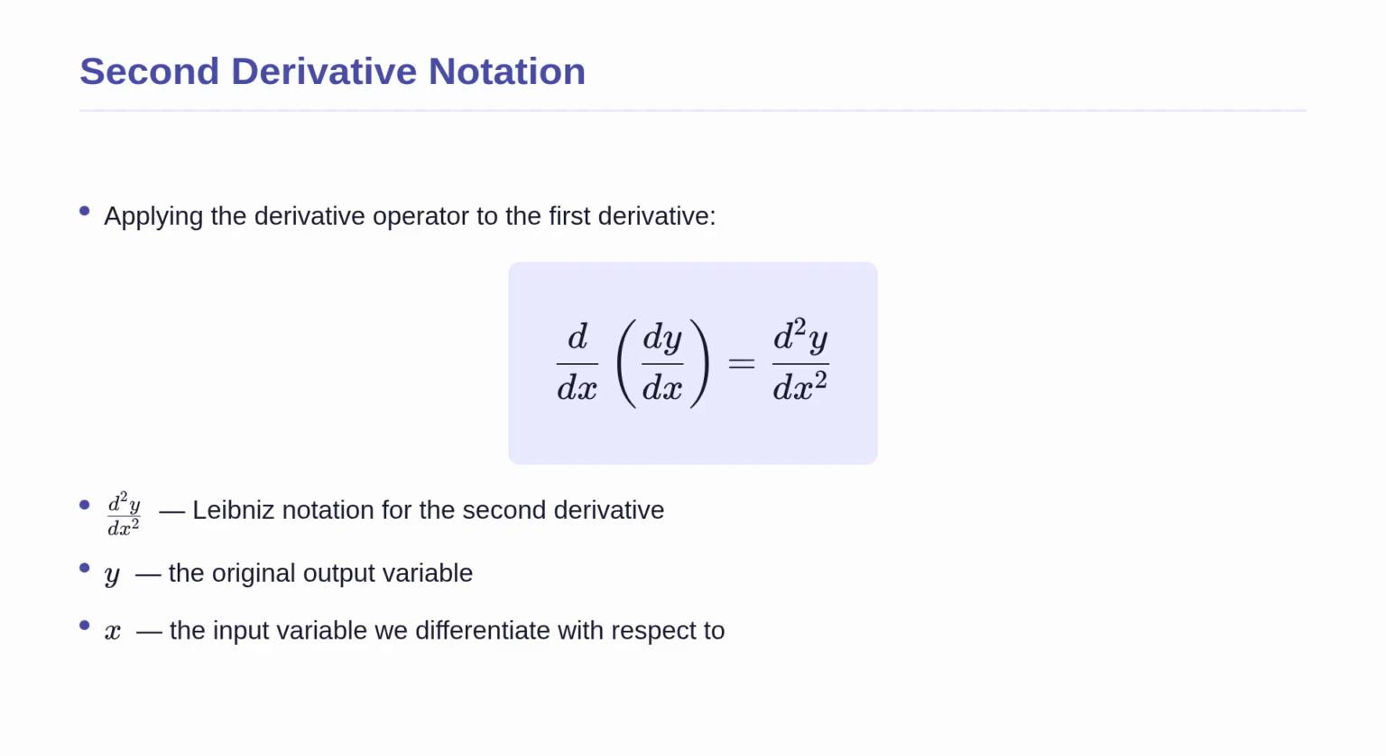This formula shows the standard Leibniz notation for the second derivative. Conceptually, it comes from applying the derivative operator, d by dx, directly to the first derivative, dy by dx. To save space, mathematicians combine the symbols. The superscript 2 on the top indicates that the derivative operation has been applied twice to the function y. The superscript 2 on the bottom indicates that the derivative was taken with respect to the variable x both times.